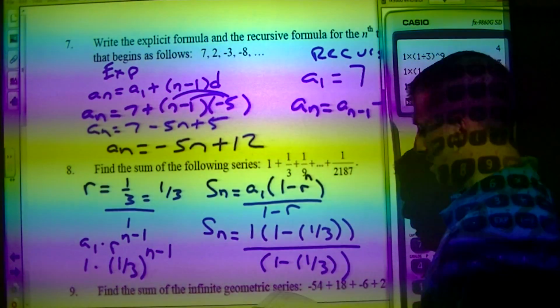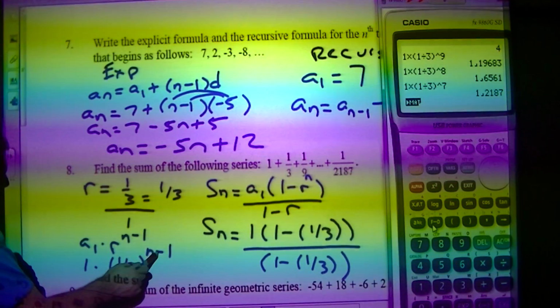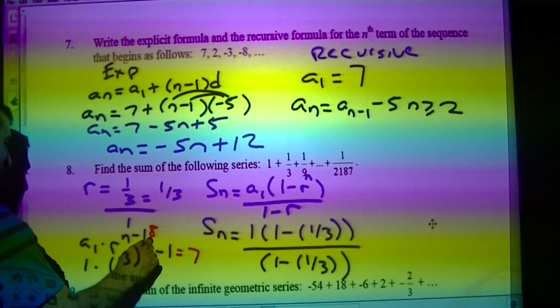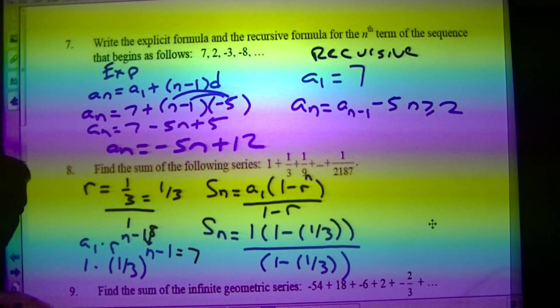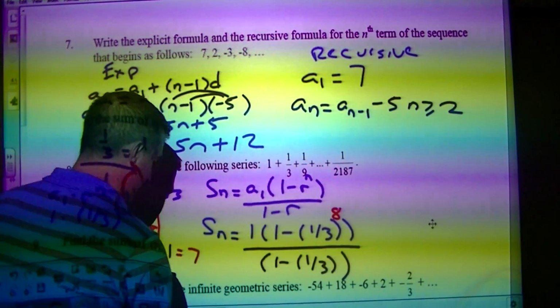Okay, now, here's the deal. To get that, what did I need to put in to get 7? Well, I really needed to put 8 in, okay? So 8 is my n there, so I'm going to use 8 in that problem, all right?